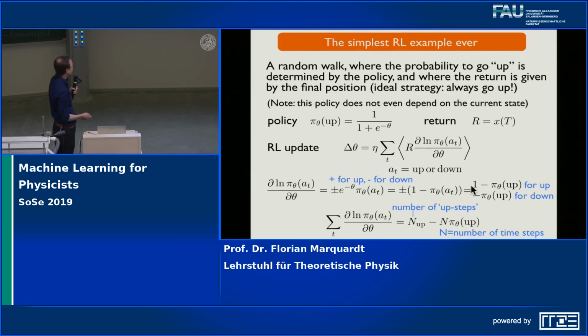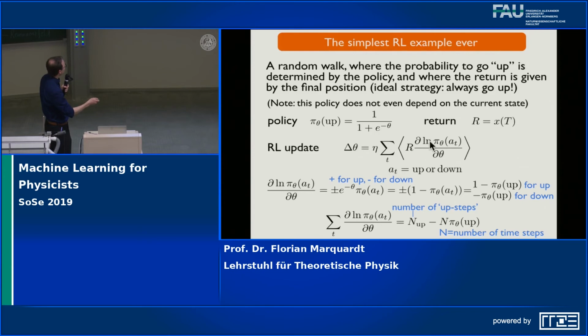And to make it really explicit, if I'm going up, this is just 1 minus the probability to go up. If I'm going down, it would be minus 1 minus the probability to go down. But if I re-express this in terms of the probability to go up, this is what I get. It's really just very simple algebra. But now the nice thing is, I have explicit expressions for this logarithmic derivative, depending on whether I went up or down. The return, of course, is just calculated for the full trajectory, like here.